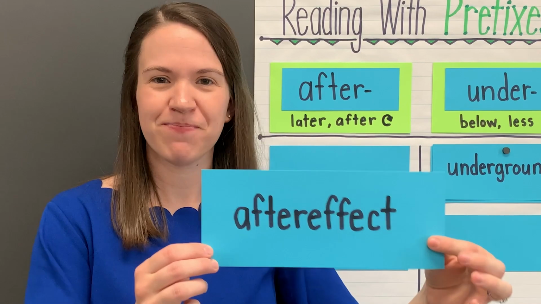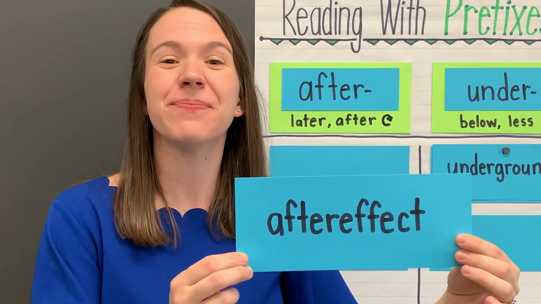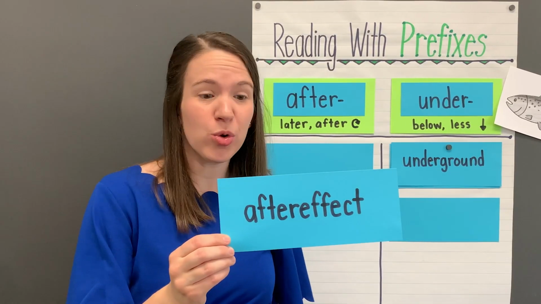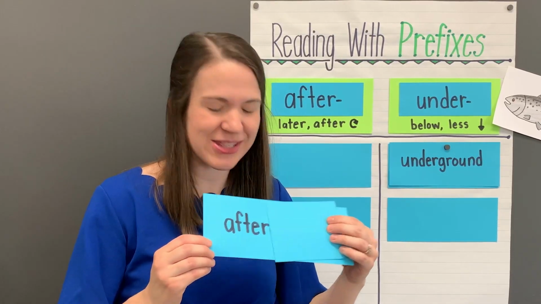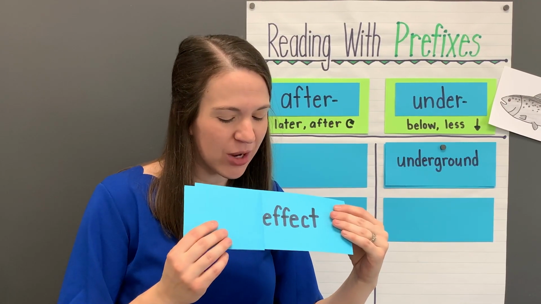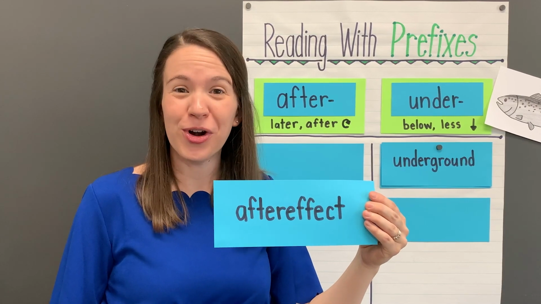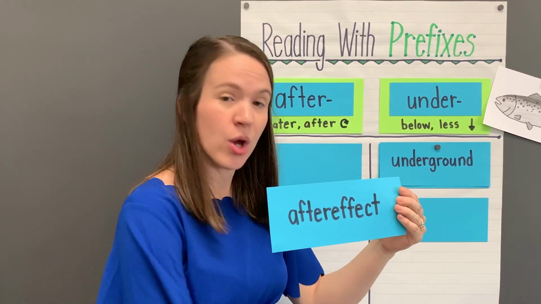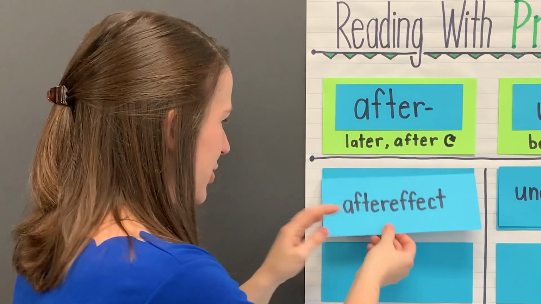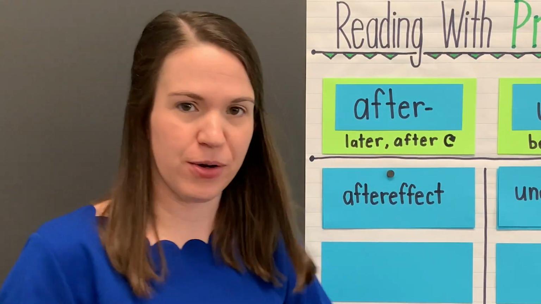Read with me. After effect. This word is after effect. Again, when we see a word with a prefix, we can read it by separating the prefix, after, and then reading what's left, effect. When we put it together, we have our word, after effect. Which prefix do you see here? The prefix after, which means later or after.